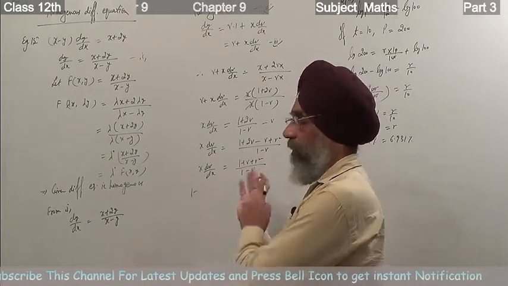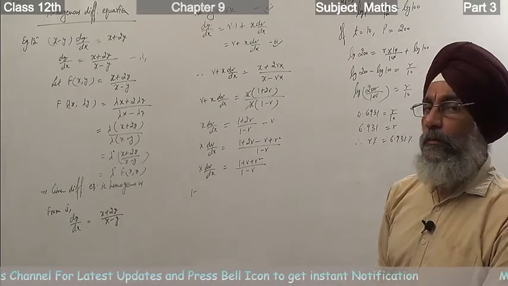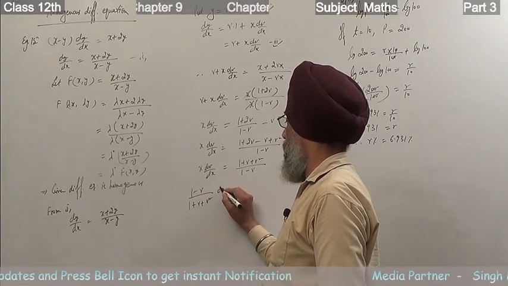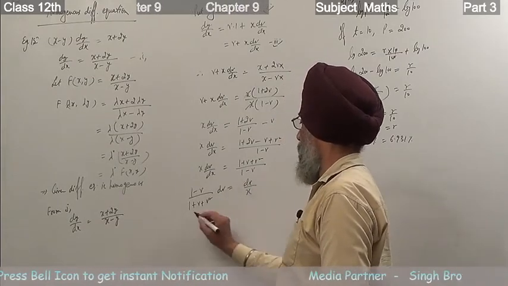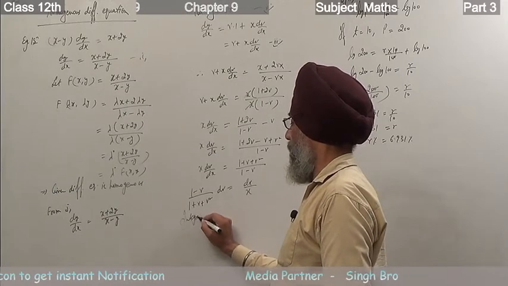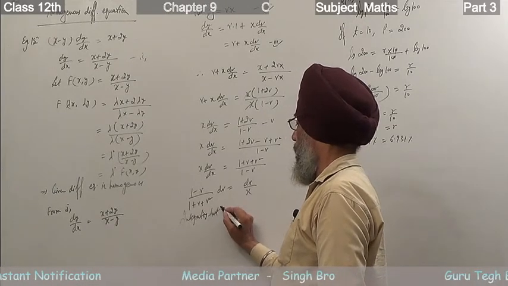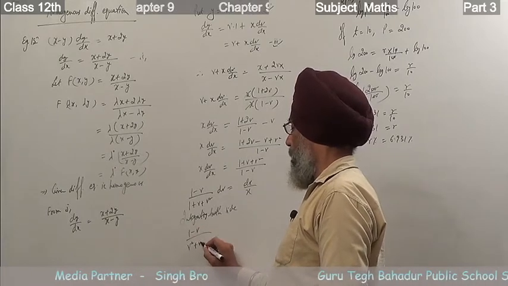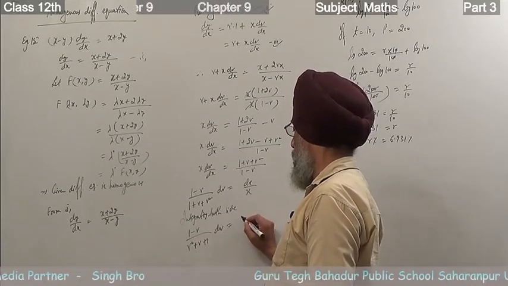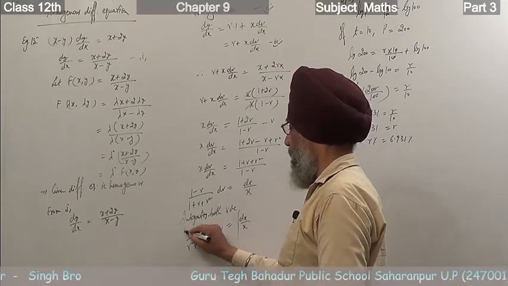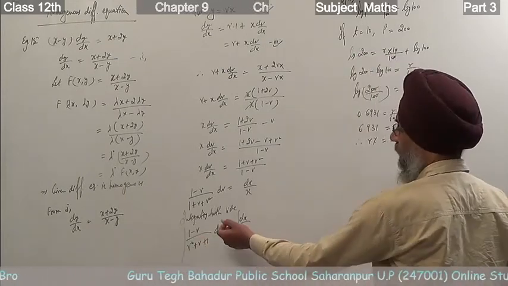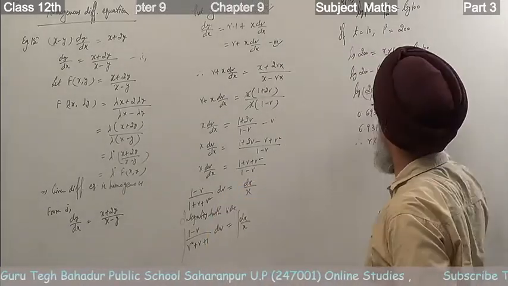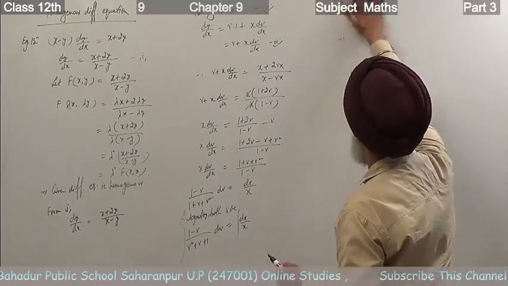So it becomes now in the form of variable separable, taking v on one side: (1 minus v)/(1 plus v²) dv is equal to dx/x. Now integrating both sides, putting the sign of integration on both sides. Now what form is this? It is linear upon quadratic form. Now how can we solve it? We have done this in integration.